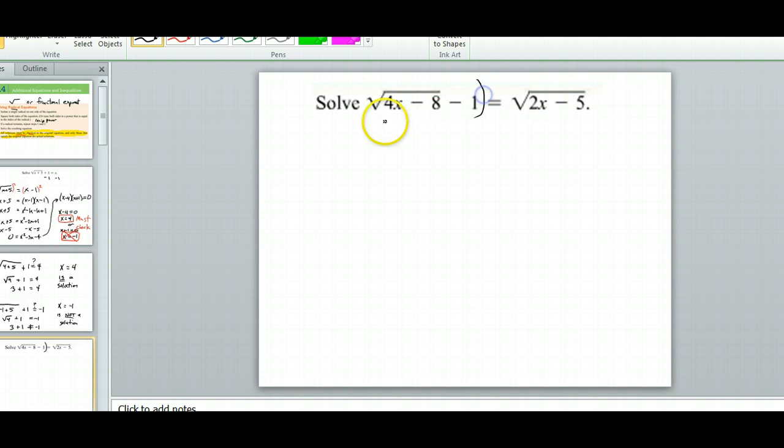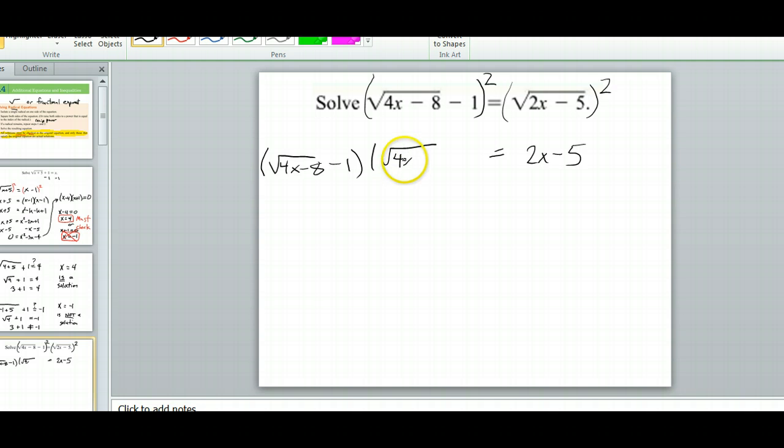Alright, so let's do like we did before. We've got it isolated, so we're going to square both sides. Now the right hand side's not bad. The right hand side, I just get the 2x minus 5. It's the left side that's ugly. On this left side, remember you have to multiply this thing times itself. So this square root of 4x minus 8 minus 1 gets multiplied by itself.